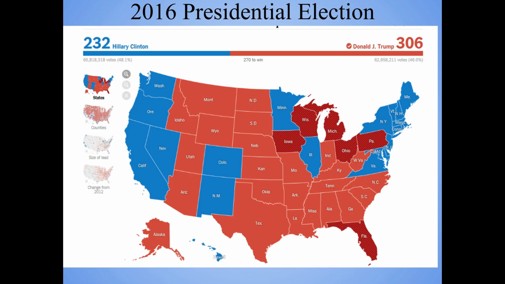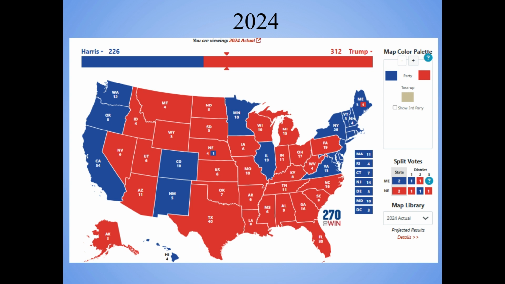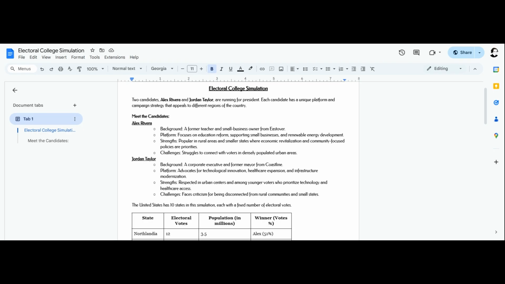Next, we have Clinton and Trump, 306 to 232, and then 2024. Swing states absolutely played a role. All right, so what activity are you going to do with your students after you go over the slides? You're going to go to the Electoral College simulation.